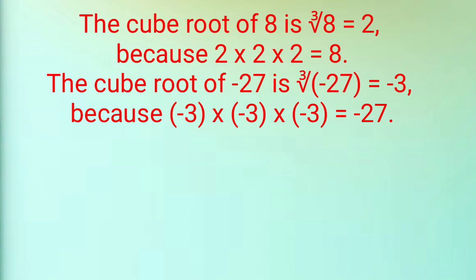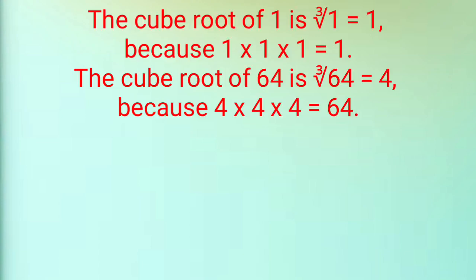Similarly to square roots, cube roots can also be expressed in decimal form but are typically written with the radical symbol. Here are a couple more examples. The cube root of 1 is 1, because 1 x 1 x 1 equals 1. The cube root of 64 is 4, because 4 x 4 x 4 equals 64. Similar to square roots, not all numbers have exact cube roots, and some cube roots may be irrational numbers.